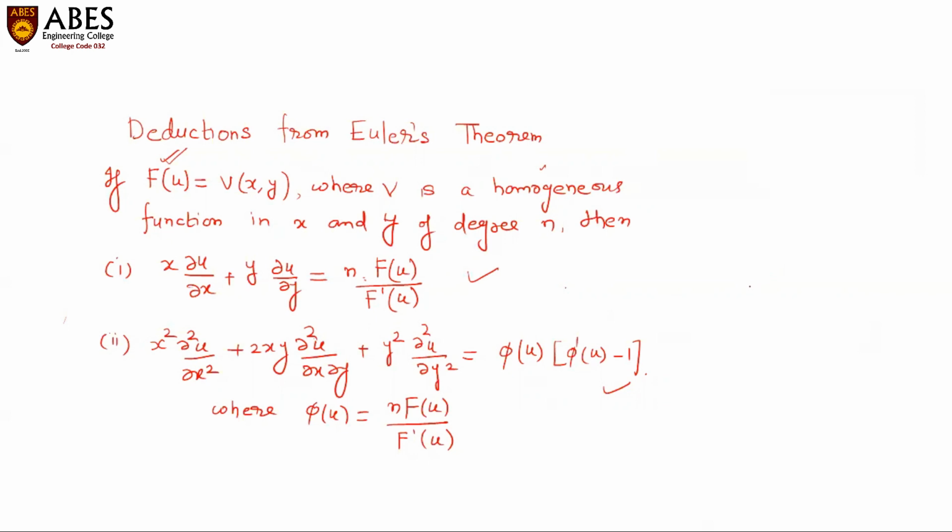Remember one thing here: f(u) is a homogeneous function of degree n, not u is a homogeneous function of degree n. In case of Euler's theorem, we will take u as a homogeneous function of degree n, and in case of deductions from Euler's theorem, we will take f(u) as a homogeneous function of degree n in the variables x and y.